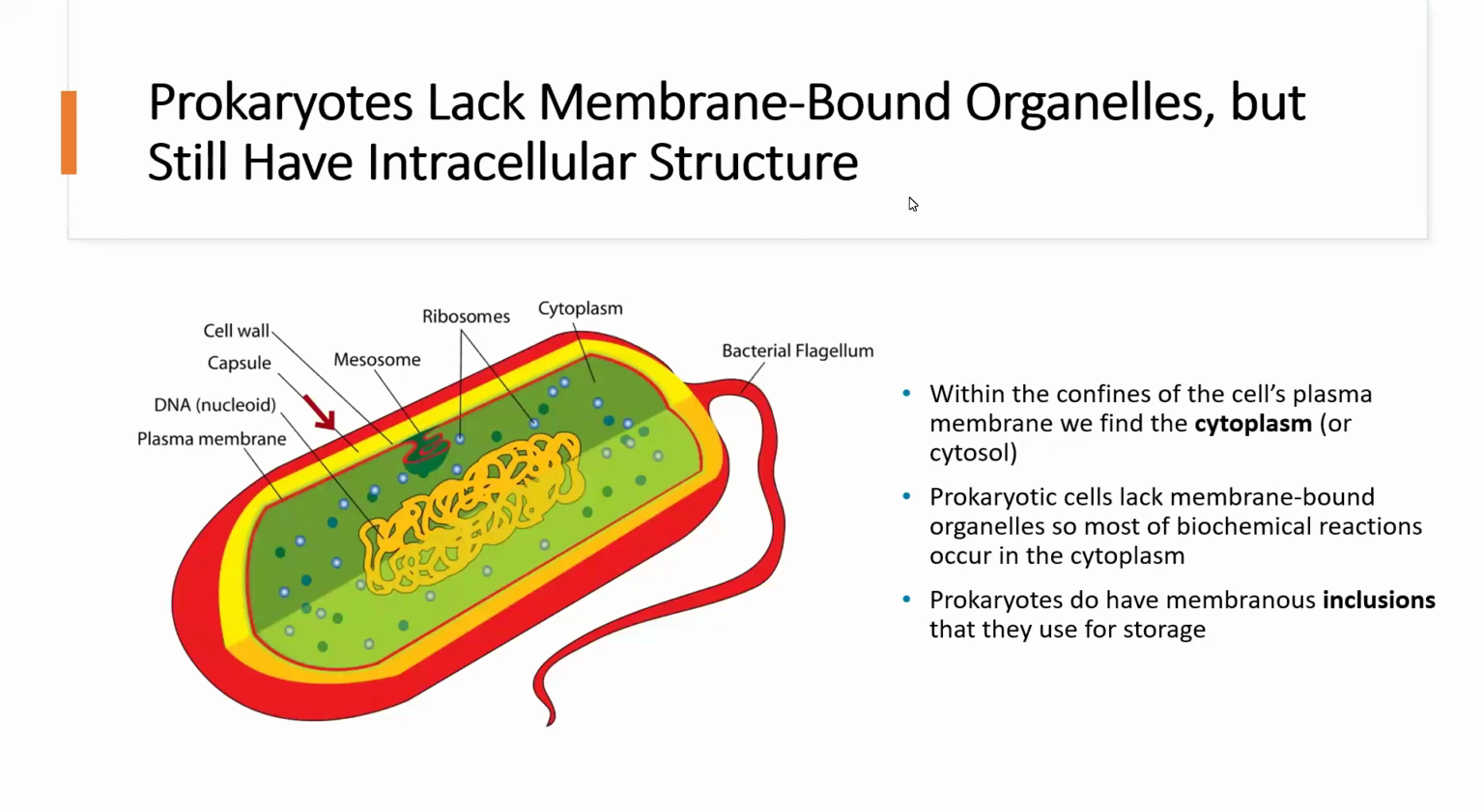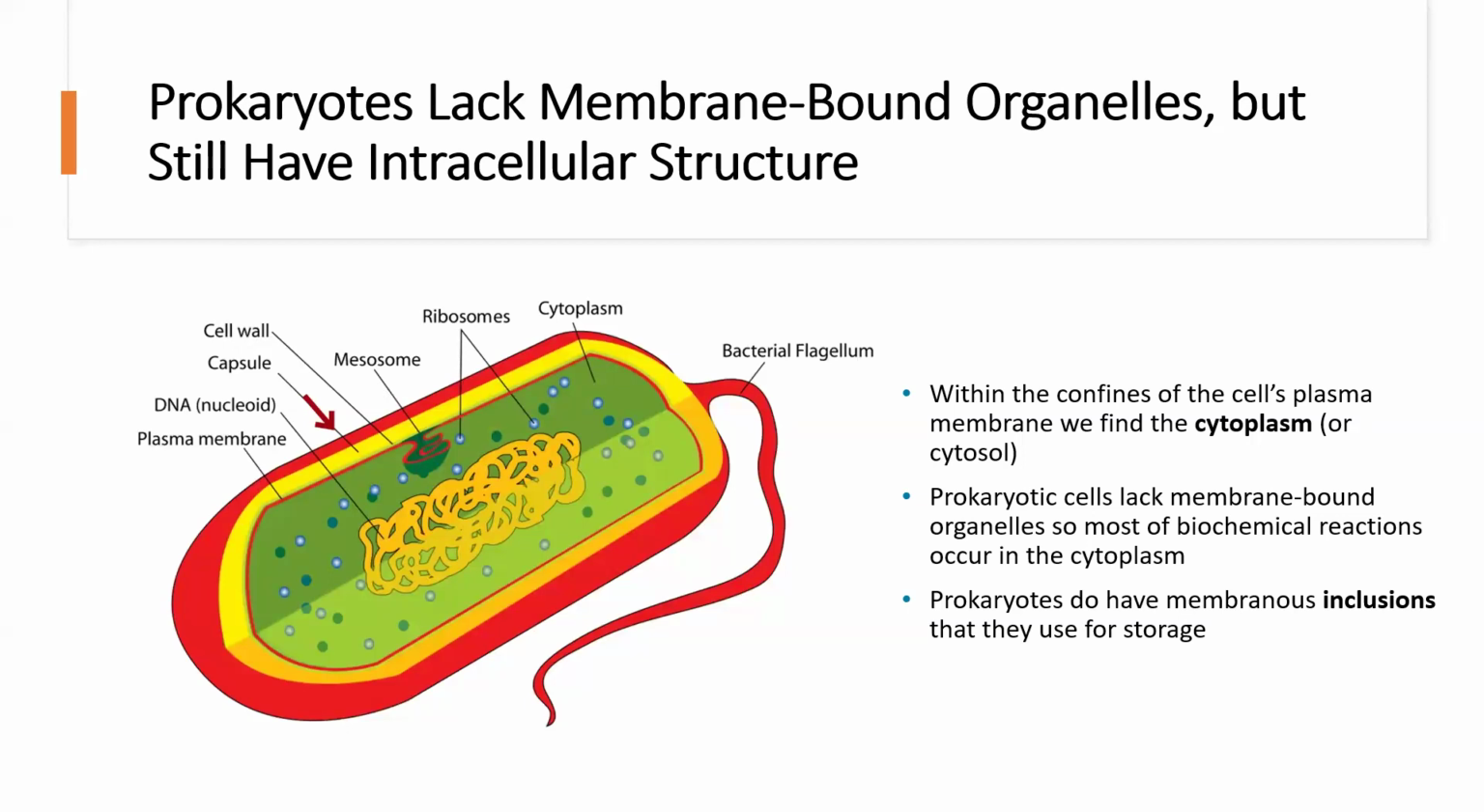Now, when we think about our prokaryotes, we have to keep in mind that unlike eukaryotes, they lack any membrane-bound organelles. However, they do still have some structure in there that's important. Now, outside the cell, we have our extracellular space, and inside we have our intracellular space. That intracellular space is going to be filled with cytoplasm, also known as cytosol.